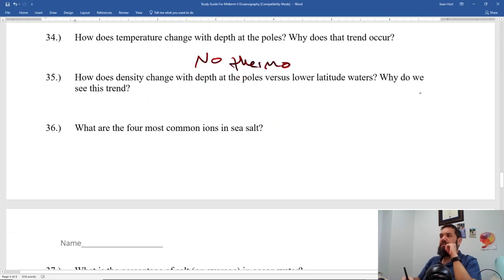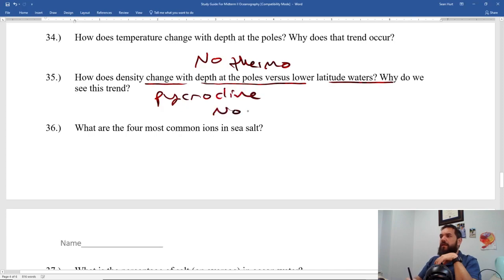Now, how does this density change with depth at the poles versus lower latitude waters? Basically, that's called the pycnocline. Okay, pycnocline. There's no pycnocline at the poles. And the reason is because, I'm going to put BC, because there's no thermocline.